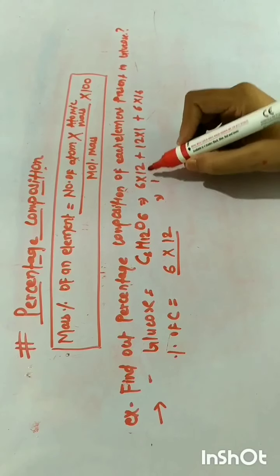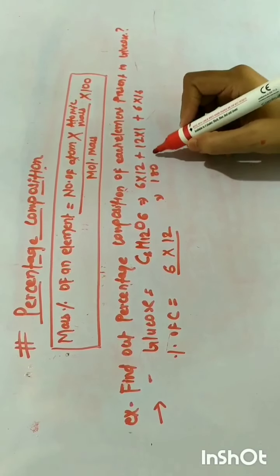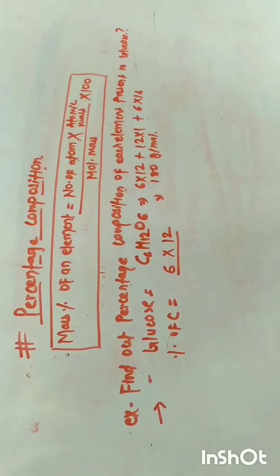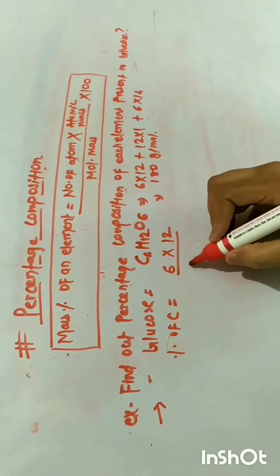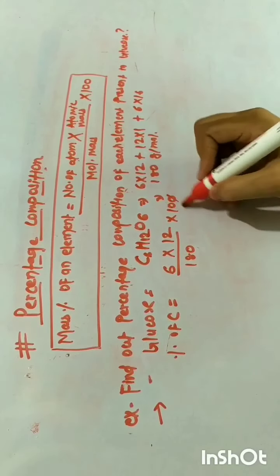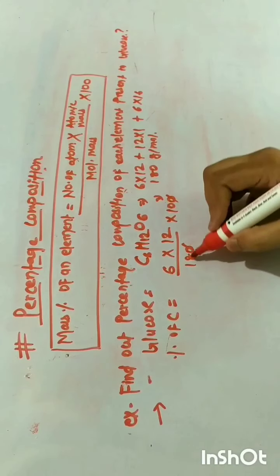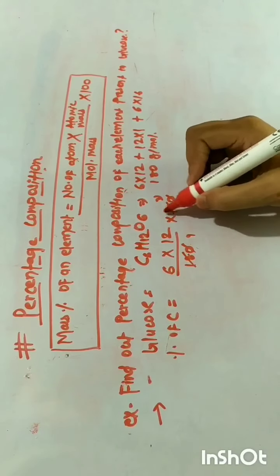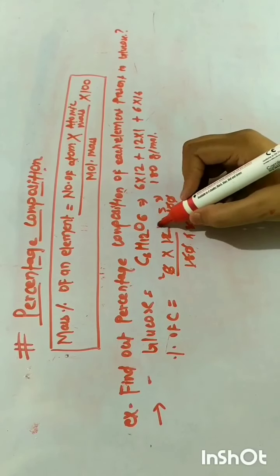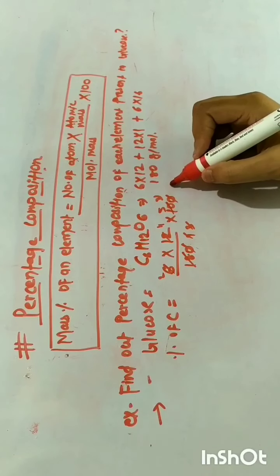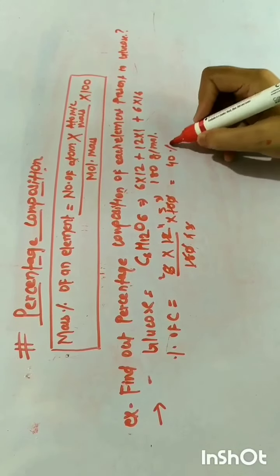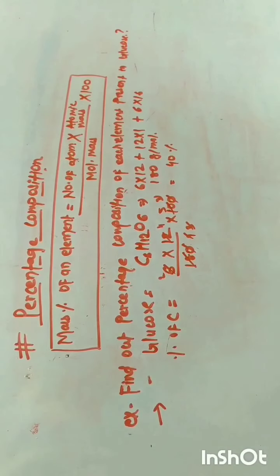After calculation, the total is 180 gram per mole. So the molecular mass is 180, and we multiply by 100. After calculation, 40% will be our answer.